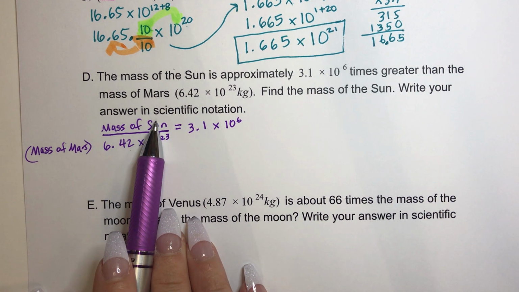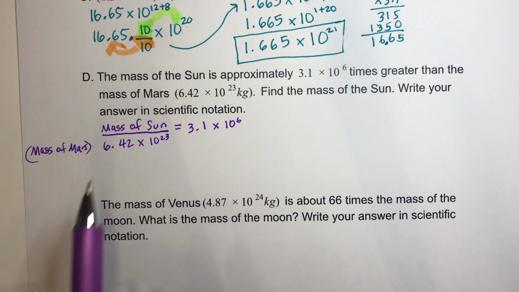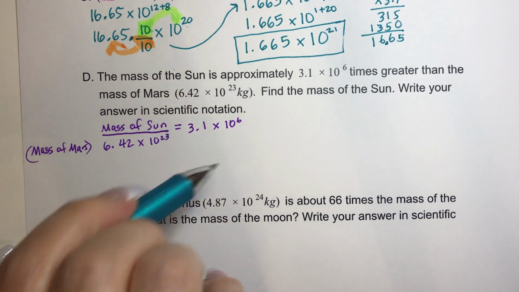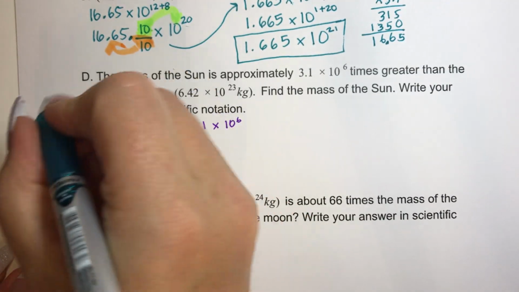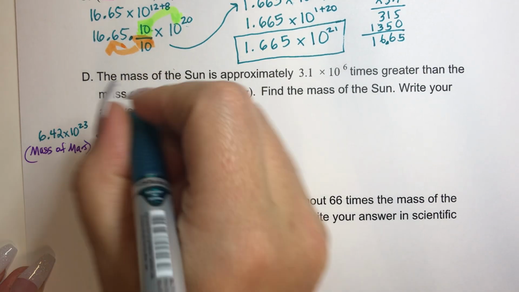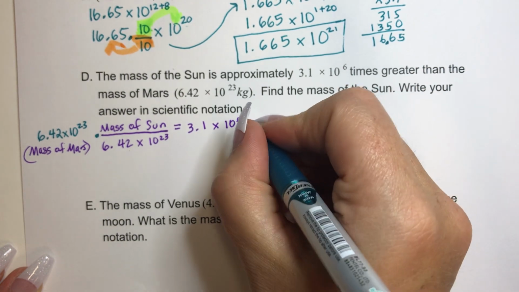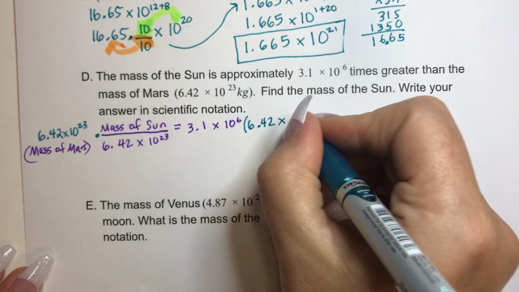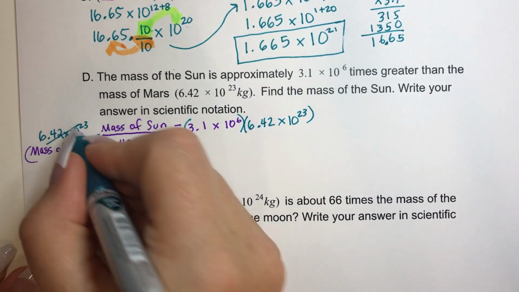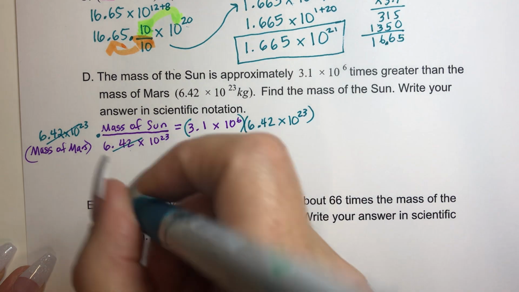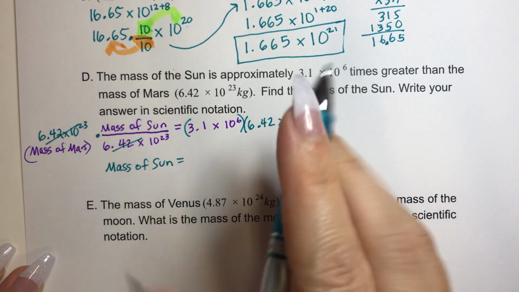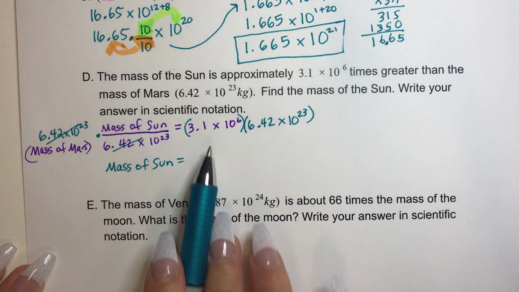So if we need to figure this out, we need to use our algebra, right? This is being divided. We have to do the inverse operation, so whatever this is being divided by, we're going to be multiplying by. So we're going to multiply this side of the equation by 6.42 times 10 to the 23rd power on both sides of the equation. So now we're multiplying here. These cancel out, and we're left with the mass of the sun. Now we have this little scientific notation multiplication problem.